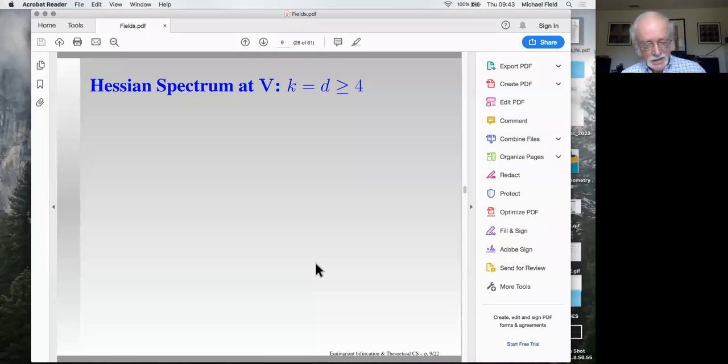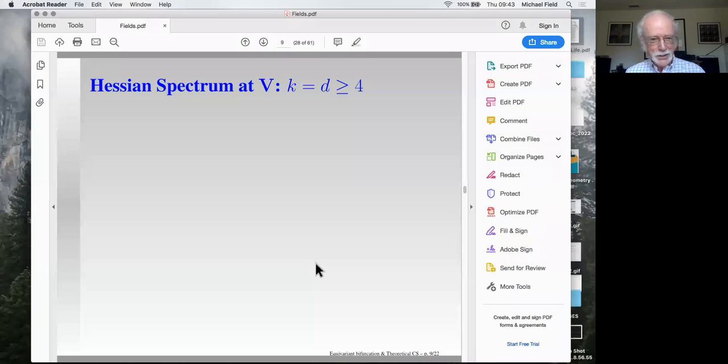So let's take a question at this point, just to see something that happens: the Hessian spectrum of V at, say, k equals d, at least 4. Now, this isn't the sort of problem you set as an advanced calculus problem in your undergraduate class, because if we take k to be fairly small, say 100, the Hessian matrix has essentially 100 million entries.